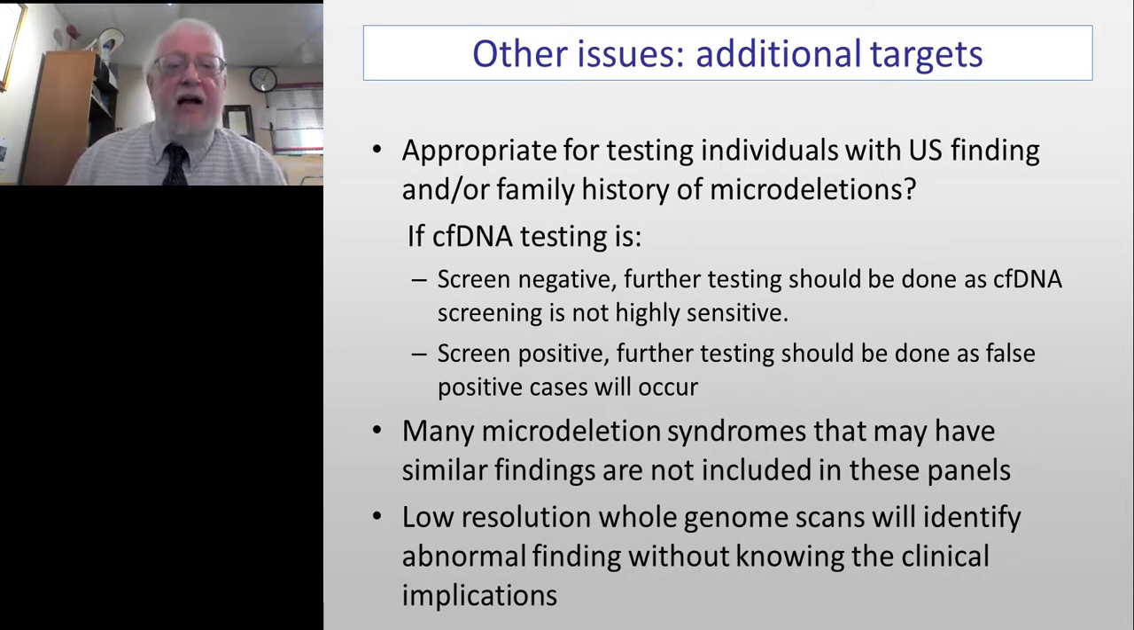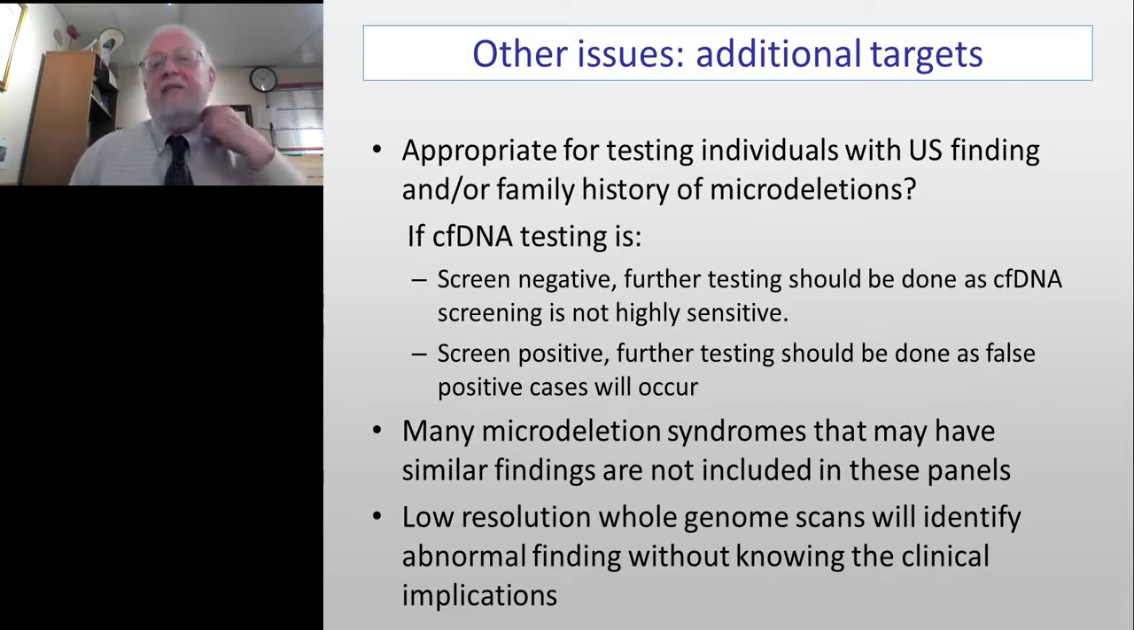And when you have ultrasound findings, there may be microdeletions that have similar ultrasound findings that are not even being tested for. And these low resolution whole genome scans may have an abnormal finding and you really don't know what to do with it. So it's a trisomy 5, and you say, well, what's the possibility? Well, there could be uniparental disomy of chromosome 5, and you look up, well, what's the literature say about uniparental disomy of chromosome 5? And the answer is nothing. I have no idea what it is.